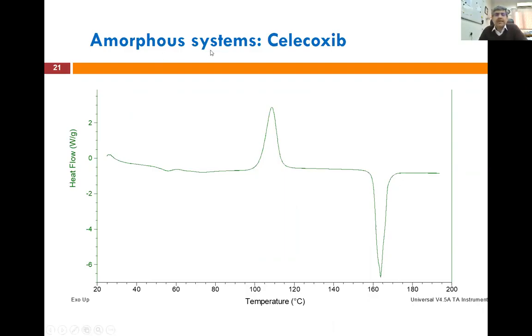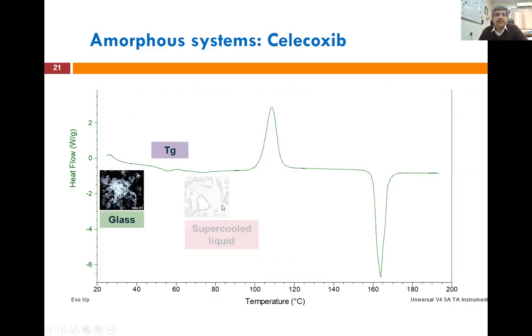So here is an example of amorphous celecoxib. So the first event that we see in the amorphous celecoxib is that of the glass transition temperature. You can see glass transition temperature is a very subtle event because it involves a very small change in the enthalpy or the specific heat. Thereafter, it enters into the supercooled liquid state. So this state is called as the glassy state.